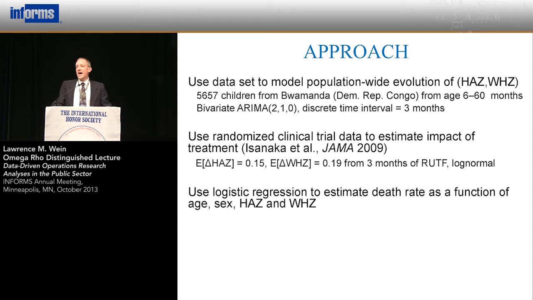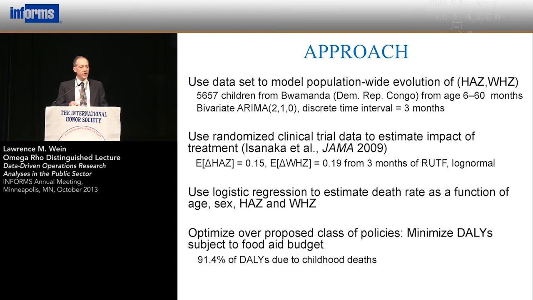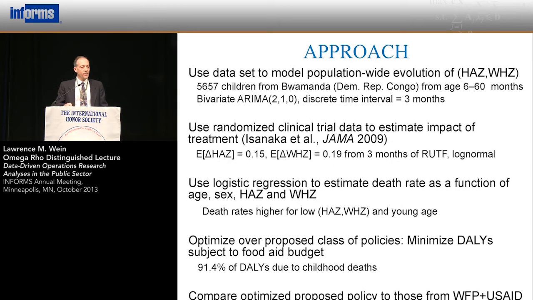And then the third part is, how do you map from height and weight into your objective function, which for us is going to be the disability-adjusted life years. And at least for deaths, we use logistic regression to do this. In fact, one of the key points of the paper is that over 90% of the DALYs, or disability-adjusted life years, is actually due to childhood deaths.